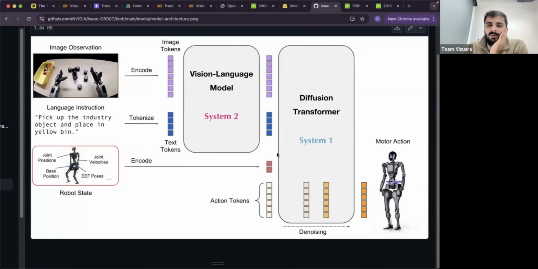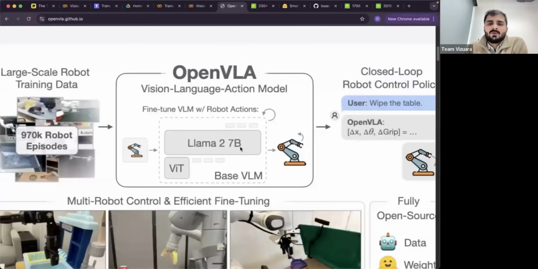And all of this, the robot states, plus the context vectors coming out from the encoder, they are passed through a diffusion transformer to predict the motor action. What is a diffusion transformer? We have not looked at it before, but try to find some pattern between all of these configurations. Now let's look at another one, which is OpenVLA.